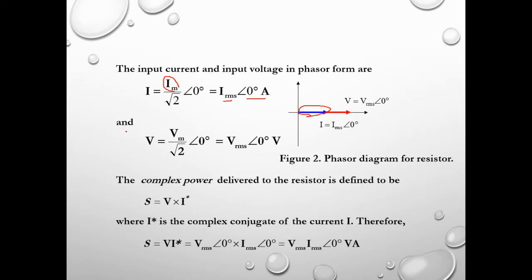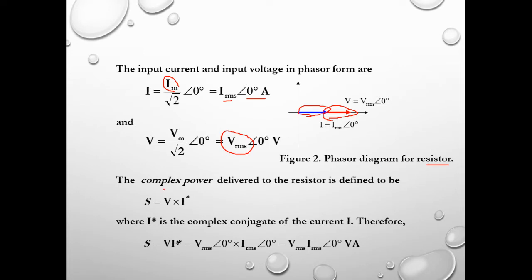And then what happened to the voltage? V equal to Vm over square root 2, 0 angle. This will give us the V RMS, which is plotted here in red, to say that they are in the same phase or in the same direction. So this is basically for a resistor.